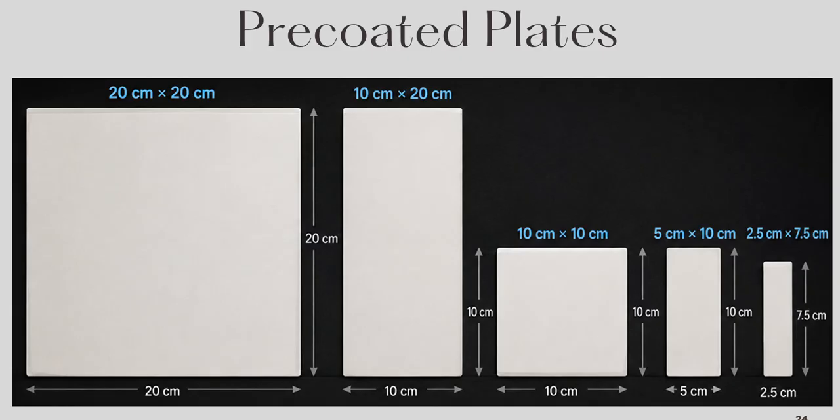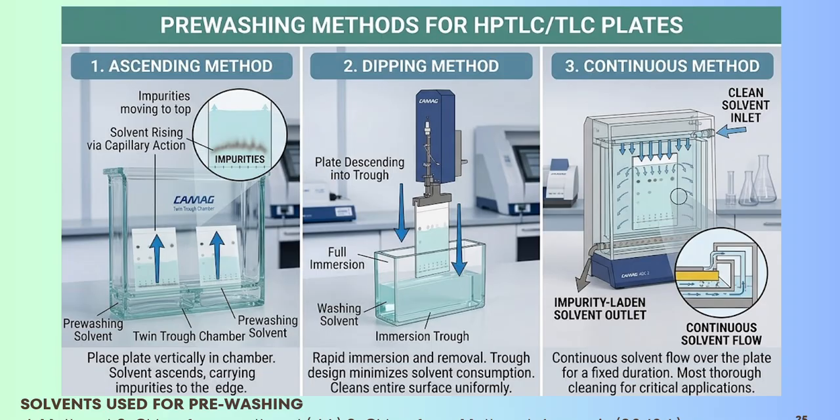Make sure that the plates are handled only by the edges, avoid touching the coated surface, and protect the plate from moisture, dust, and contamination. Before proceeding, we have to wash the plates because there is a chance for the absorption of moisture and also volatile impurities. So by using a solvent like methanol or a combination of solvents like chloroform and methanol, we can wash the plate. Any of the three methods can be used.